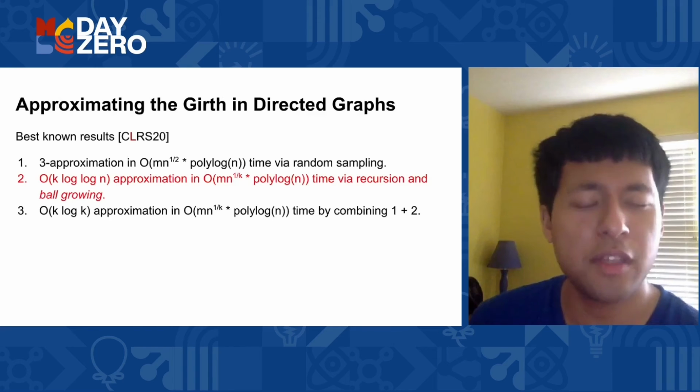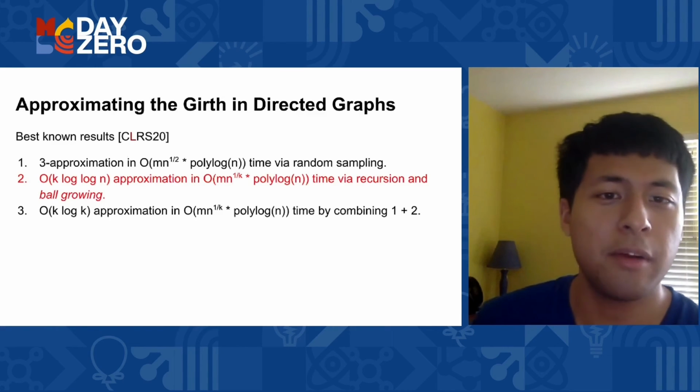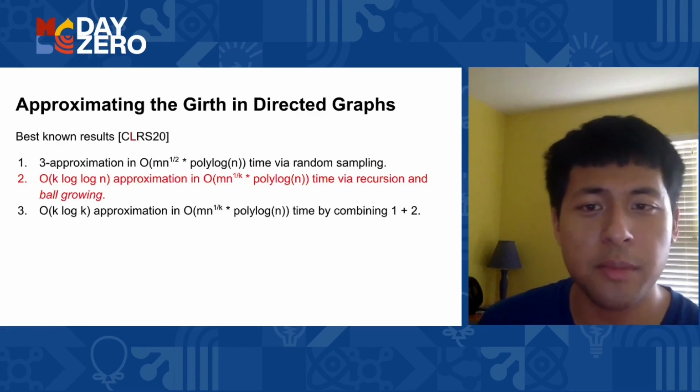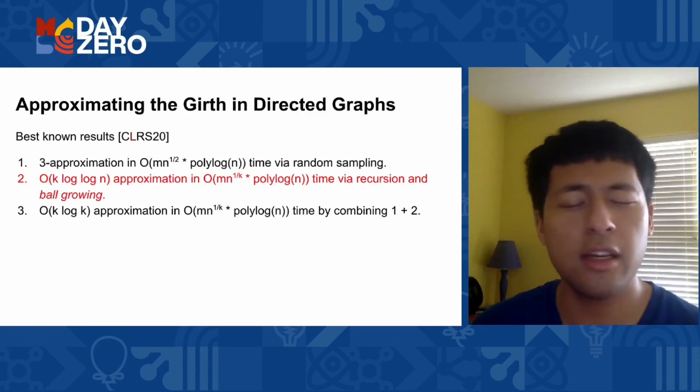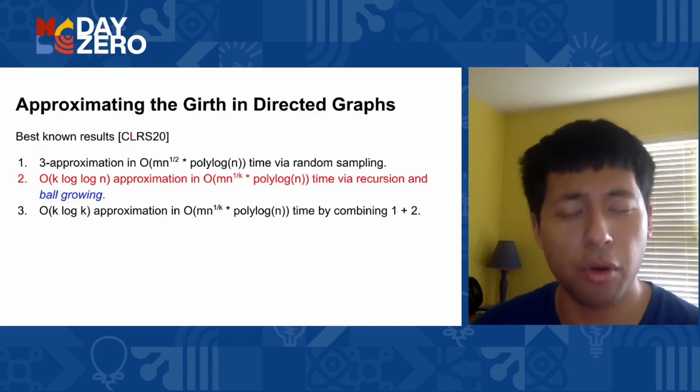For the remainder of this part, I'm basically just going to focus on the second point. I'm going to show how to get a k log n approximation via some recursive scheme and this very simple but powerful technique called ball growing.